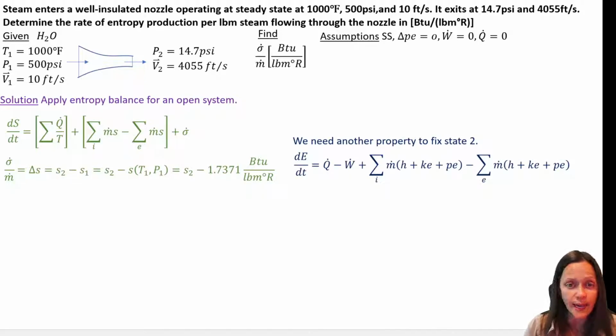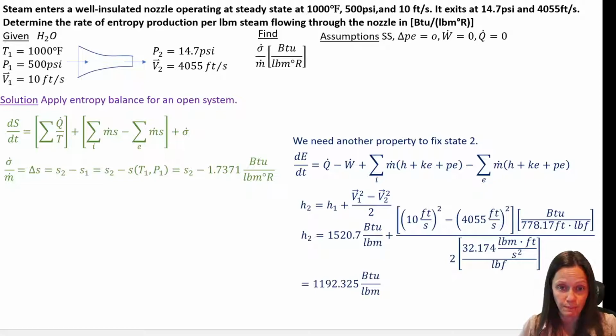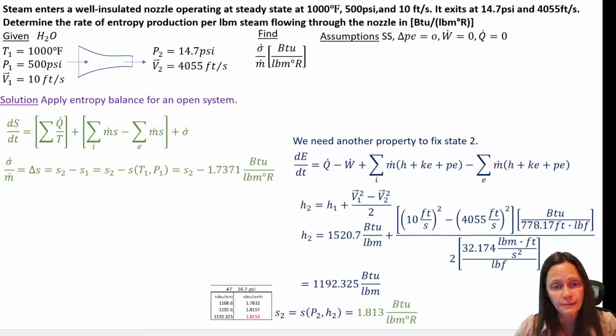So the dE/dt term is equal to 0 because it's steady state. Q dot and W dot go away because those are typical assumptions that I make for a nozzle. The potential energy changes are negligible. That's another assumption that I typically make for a nozzle. And the m dots divide out, and so all I'm left with are the H values and the kinetic energy terms. Now, there are some unit conversions that I do have to worry about, but once I do that, I get an H2 value of 1192.325 BTU per pound mass.